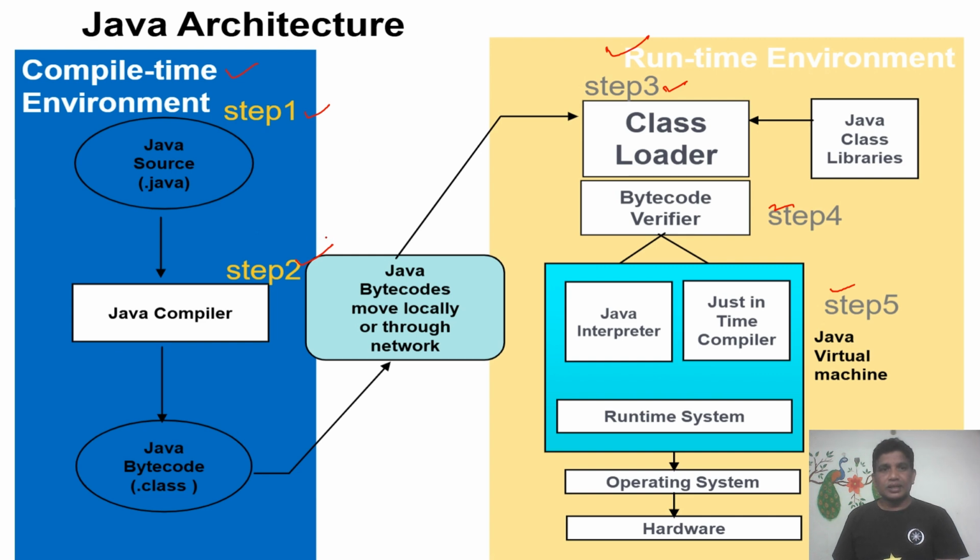Step 1 is represented as a Java source file. Whenever you write Java source code which is saved as a file named filename.java, that is represented as source code, which is also step 1.